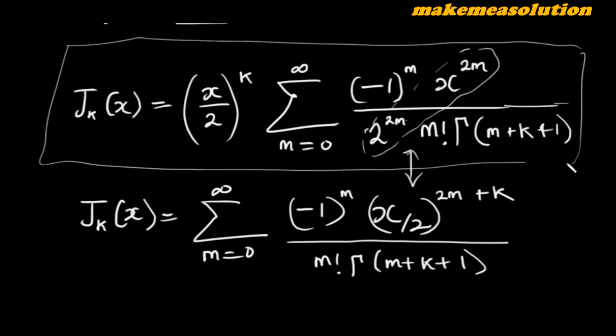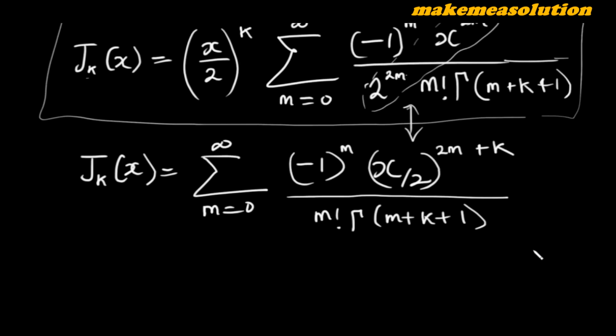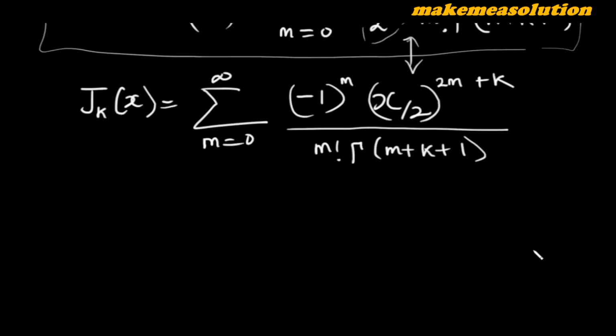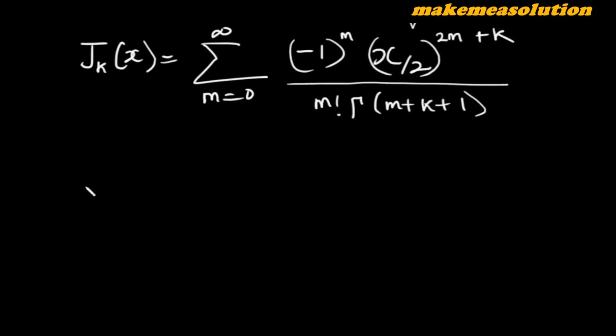I'll prefer to stick with this particular pattern of writing my Bessel's function of the first kind of order k. I'll prefer to stick with this pattern than this pattern, and my reason will become evident later on, but they are both still the same thing. Now, what we are going to do is write it like this.